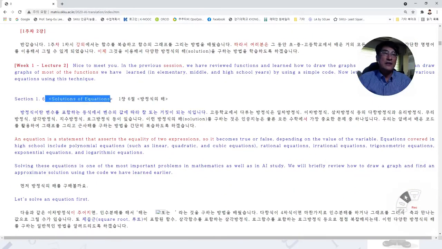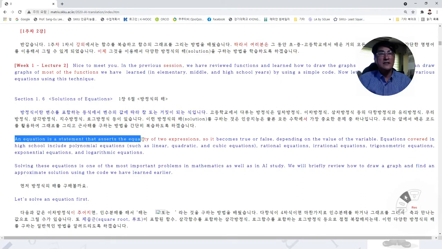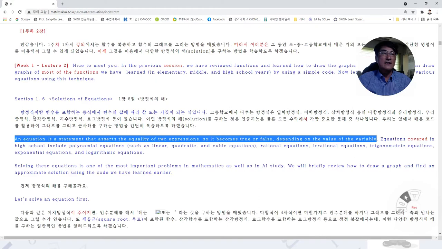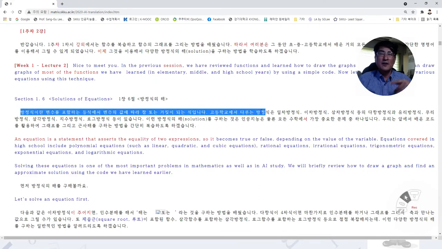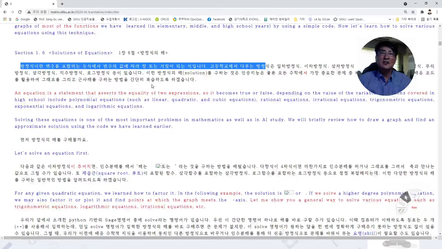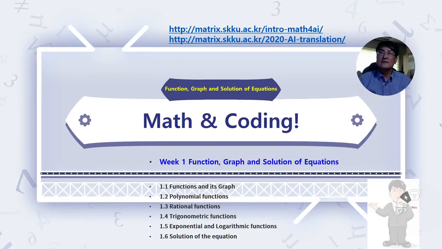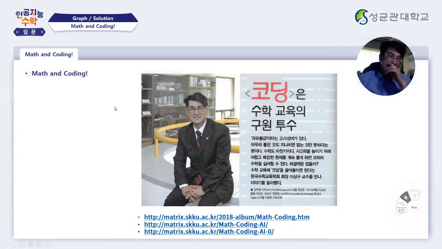Here is the solution of equations, and an equation is a statement that asserts the equality of two expressions, so it becomes true or false depending on the value of variables. In addition to the Korean explanation, if you can go through all this, then it will be much easier to understand it. But now I'm going to teach you what we're supposed to do in part one. Before we start, I give an emphasis on math and coding.